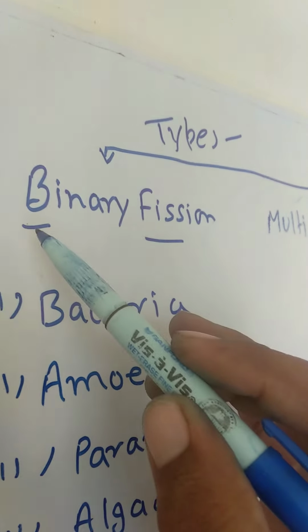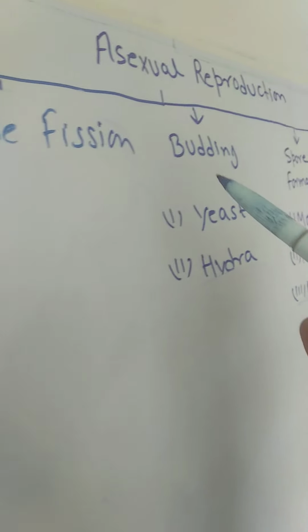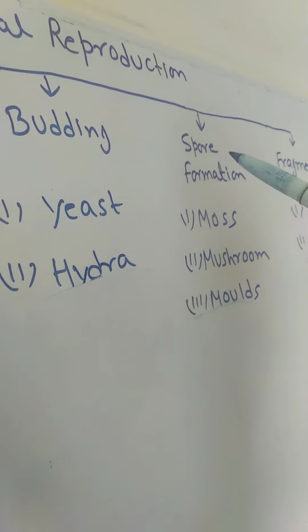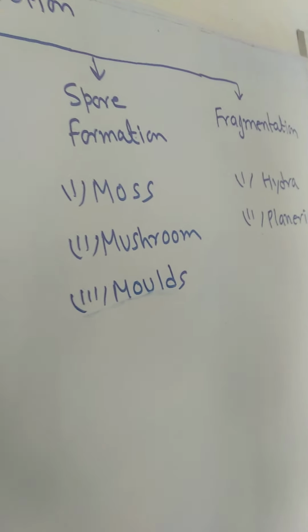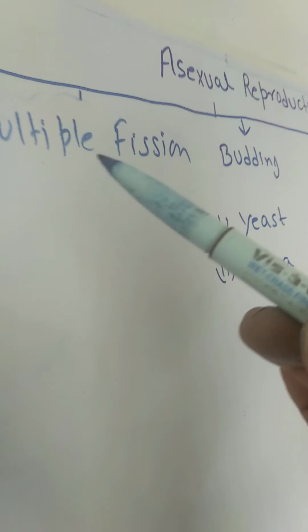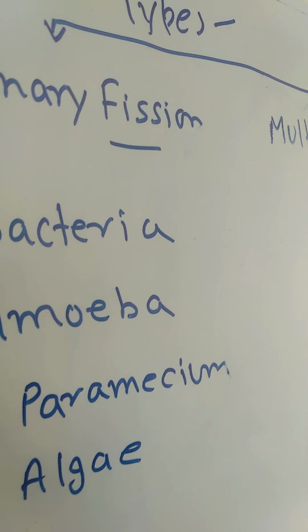Okay, in this video I am explaining the types of asexual reproduction. So asexual reproduction is studied as binary fission, multiple fission, budding, spore formation, as well as fragmentation. So these are the important types of asexual reproduction by which an organism gives birth to new young ones.